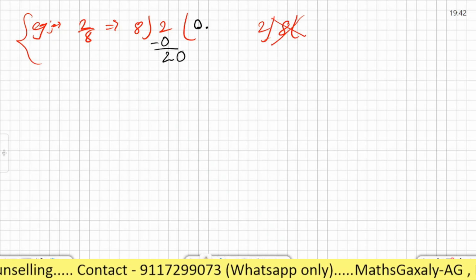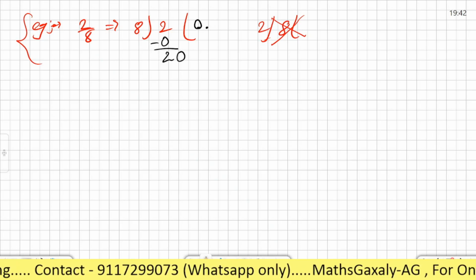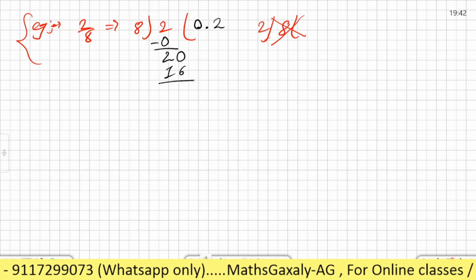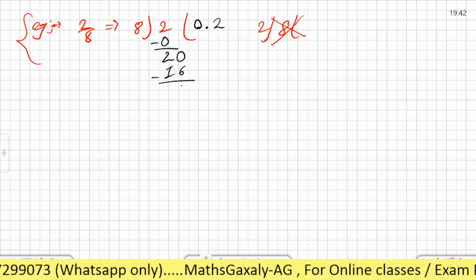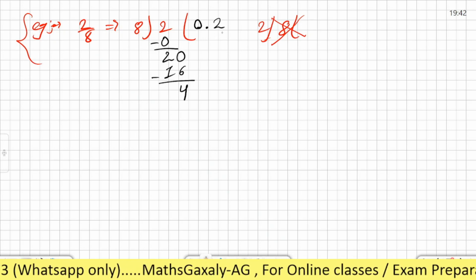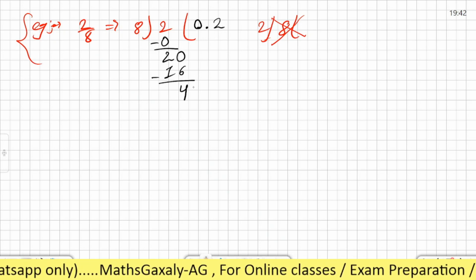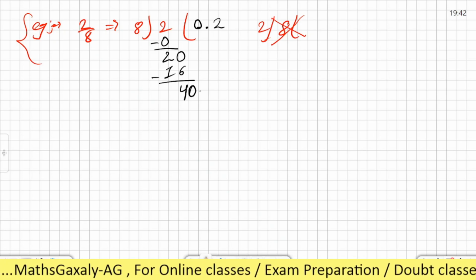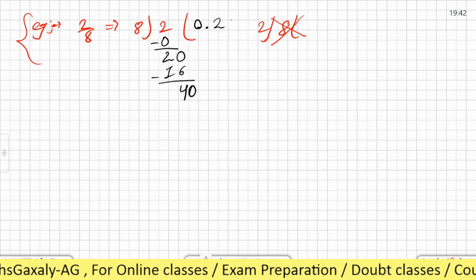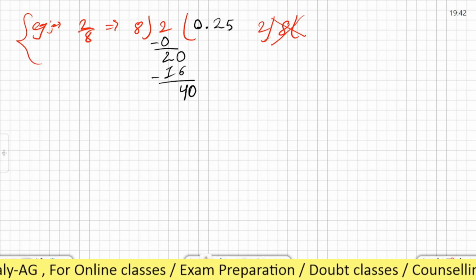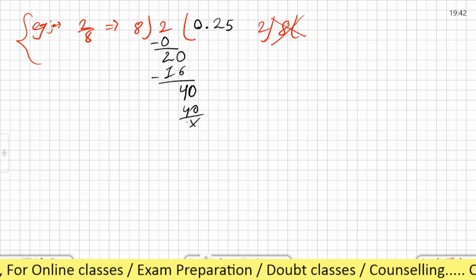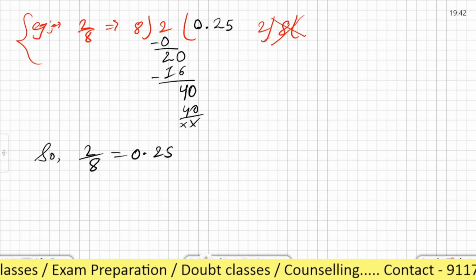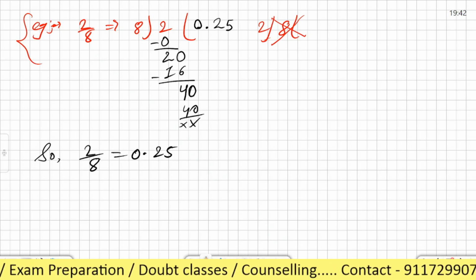Instead of the point we get 0, so we will put the point. Now in how many times? 8 2s are 16, so here it will be 4. Then again we will take 0, and there is no need to put the decimal again; with the same decimal we can take the 0. Now in how many times? 5. 8 5s are 40, that's all. So we can say that 2 by 8 is equal to 0.25. It is less than 1.